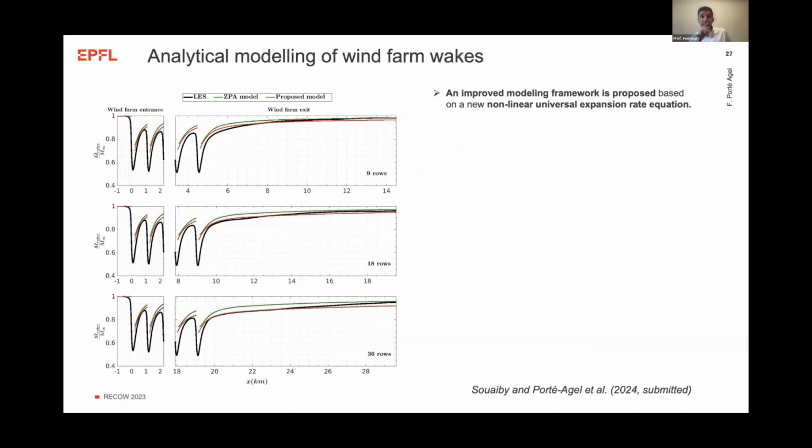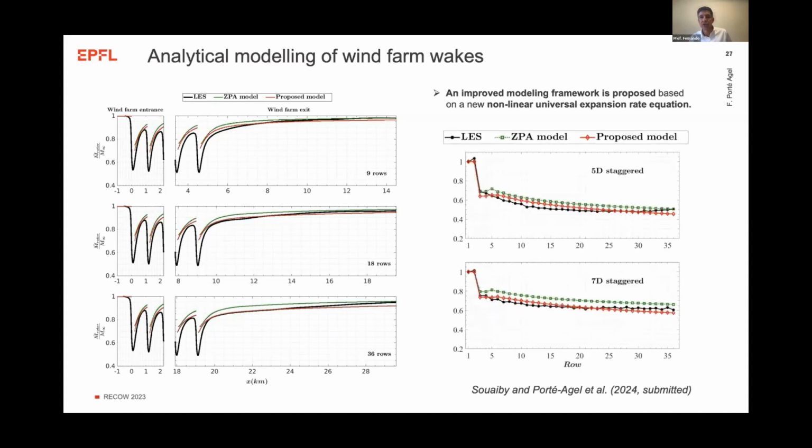And we find that this actually makes a big difference. This was our previous model assuming linearity. This is the one that uses this nonlinear growth rate. You can see how the overestimation is reduced. Of course, it's not perfect, but it is substantially reduced. Even the prediction of the power in those cases of staggered wind farms can improve. In aligned cases, it doesn't make much difference though.